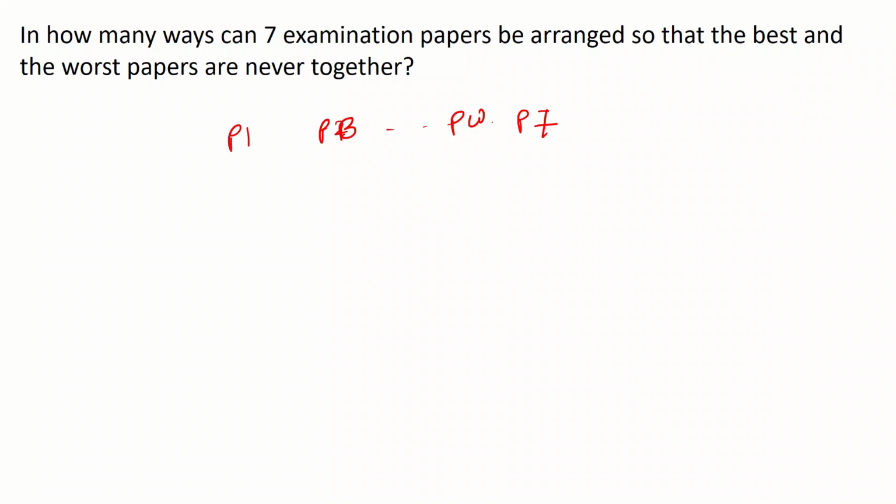Always remember that whenever you have to find out never together, always find out the total number of permutations, which in this case is 7 factorial, and find out in which cases they are always together. And then to find out never together, we just subtract total minus always together. So remember, whenever you have a never together question, always find the total number of permutations, find the number of cases in which they are always together, and then subtract.